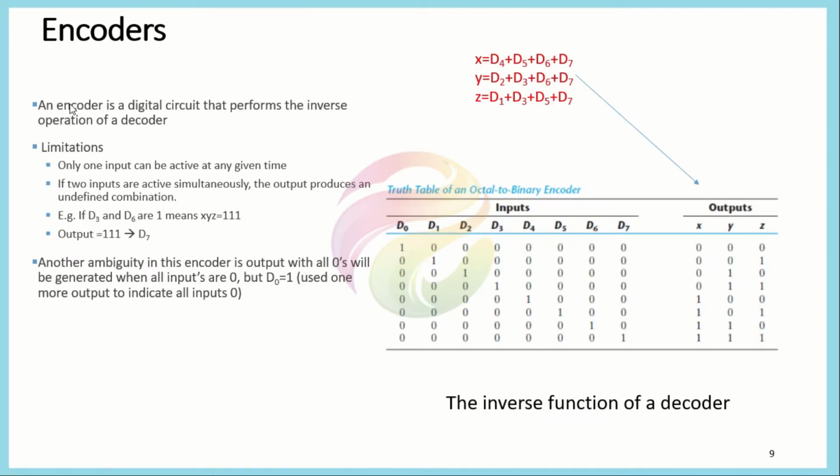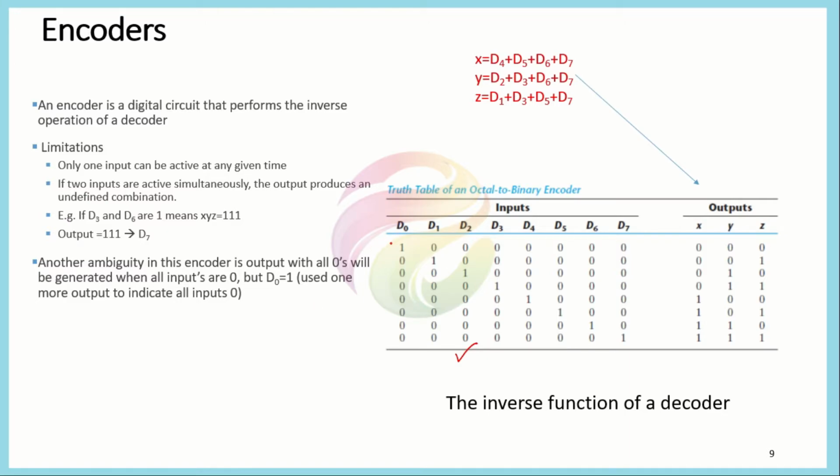Now we will be discussing the encoders. Encoders are basically the inverse of the decoders. For the encoders, only one input could be activated at any given time. So if you see this truth table, it is just the opposite of the one which we discussed for the decoders. Now D0 to D7 are basically our inputs, and the outputs are represented as the 3-bit output X Y Z. These were actually the inputs in the decoder system. Now they are the outputs. So this is just the inverse function of the decoder.